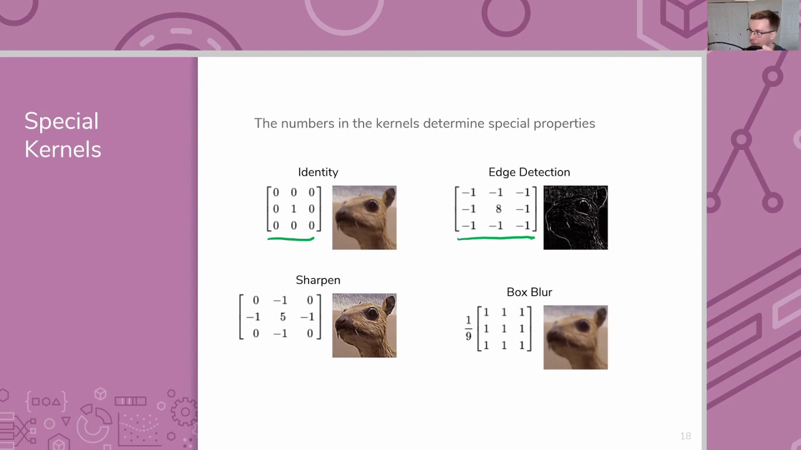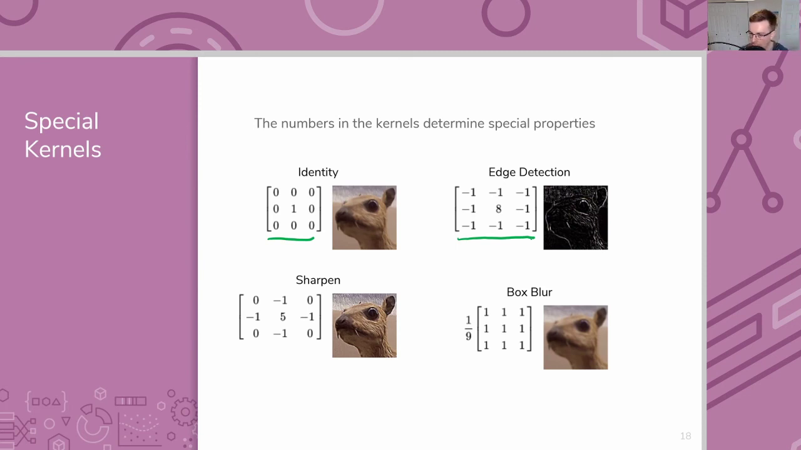Edges in images are places where the colors change. If you have a region with the exact same set of colors, you generally will get a dark output or a near 0 output in your output image from this convolution. But if there's a large difference, you'll get a high value. And there's other ones too. There's ones called Sharpen and Box Blur. If you've ever done stuff with images before, like edited images, you've probably seen those kinds of operations. I don't want to worry too much about them.